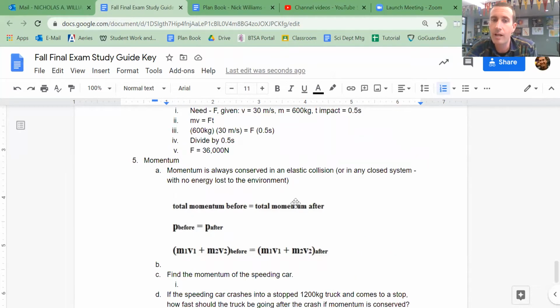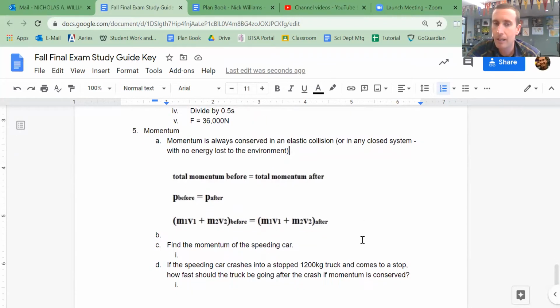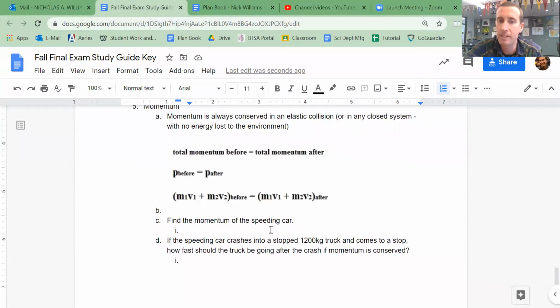And then we have this equation. I could do the momentum before equals the total momentum afterwards. m1v1 plus m2v2 before is going to equal m1v1 plus m2v2 after. So let's find the momentum of the speeding car. All right, go ahead and pause and answer. Welcome back.